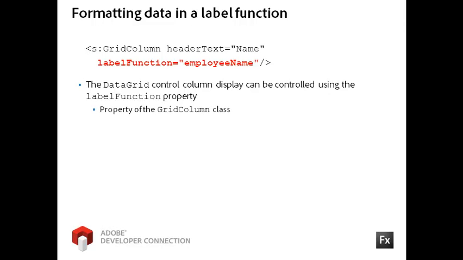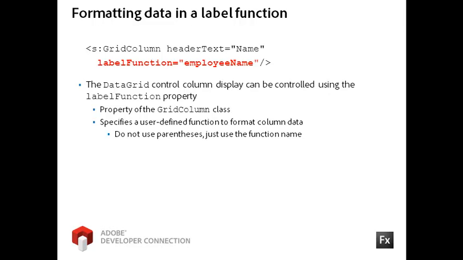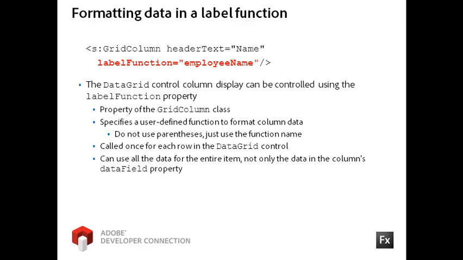The label function is a property of the grid column class that specifies a user-defined function to format column data. Note that you do not use the parentheses in this function name since it is a reference to the function, not an invocation of it. The label function property is called once for each row in the data grid control and can use all the data for the entire item, not only the data in a column's data field property.